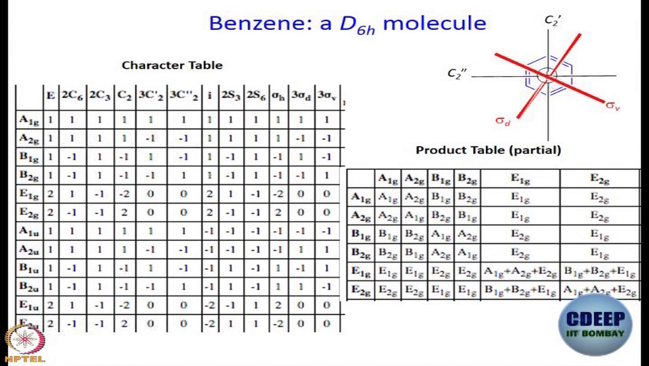Center of inversion is very easy to understand. Then S3 is also very easy to understand, I hope. C6 axis doubles as S3 axis as well. S6, same thing. Sigma h is the plane of the molecule, the horizontal plane of symmetry. Sigma d and sigma v, once again a matter of convention. Sigma d is the plane that goes through the center of the bonds, and sigma v goes through the atoms. In some cases, exactly the opposite convention is followed, but the convention we have followed is this, and this is how you get this character table.